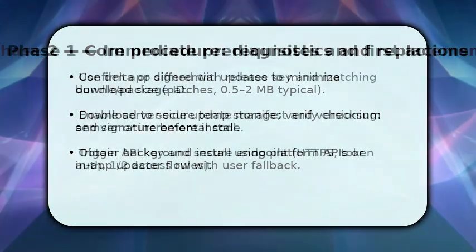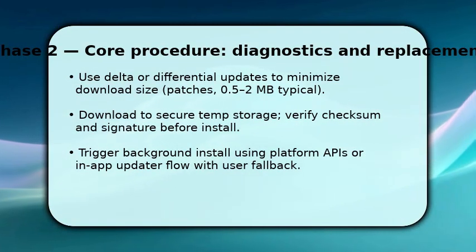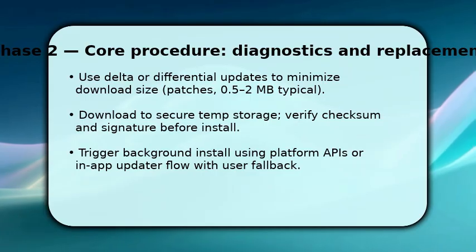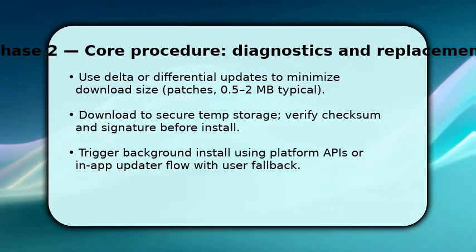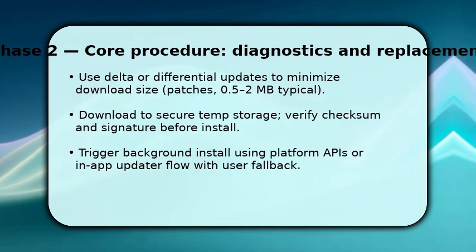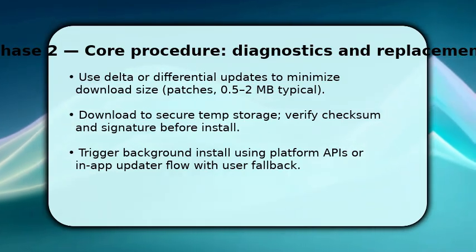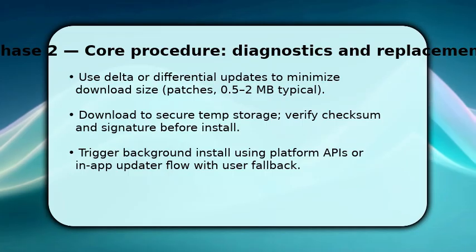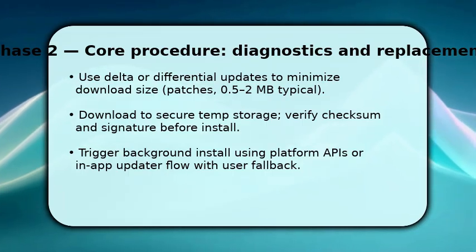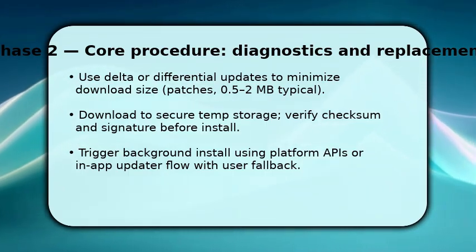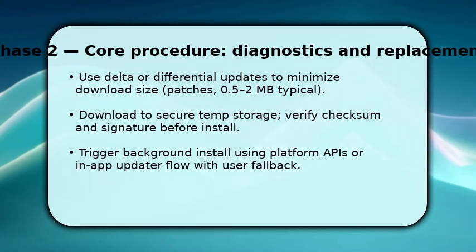Use Delta updates to reduce bandwidth, because smaller patches mean faster, more reliable installs. Once an update is detected, download to secure temp storage and immediately verify checksum and digital signature to prevent tampering. After validation, invoke the platform's background installation API or your in-app updater flow.